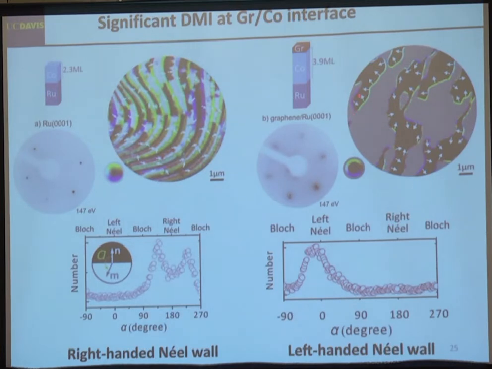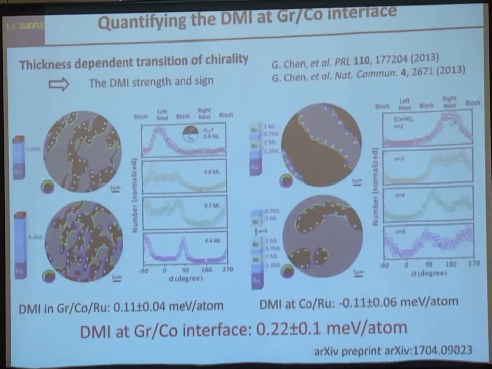Surprisingly, if you follow the white arrow now, which gives you the sign of the DMI and chirality, now it's pointing from the gray domain to the black domain. And you now see this histogram that's left-handed Néel. So the presence of the graphene can switch the effective DMI of the system, indicating that there's a significant DMI at the graphene cobalt interface. So we can further quantify the DMI at the interface.